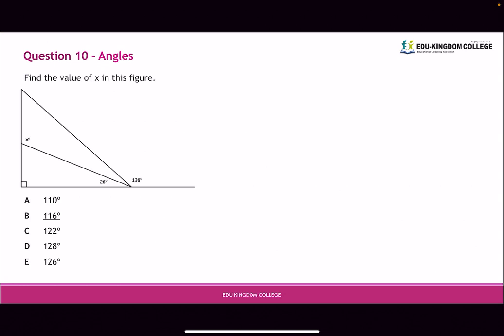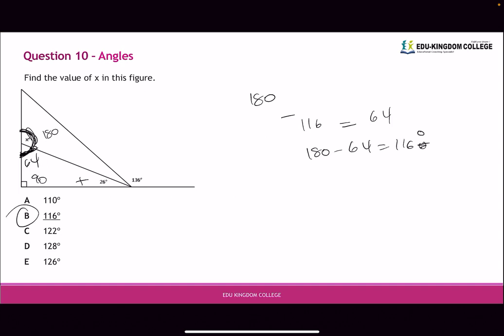We're going slightly over time, but bear with me. So question 10, find the value of x in this figure. This is just angle sum of a triangle and angles on a straight line. Angle sum of a triangle is 180. The leftover angle is, so this is 90 plus 26, which is 116. If we subtract these two, we should get 64. So this angle here is 64. Angles on a straight line are equal to 180. So this is 64, which means that this is 180 minus 64, which is 116. Sorry, 116. So part B.